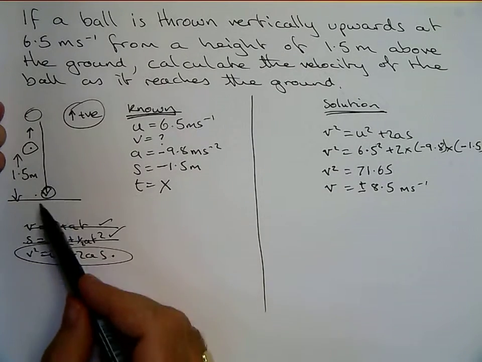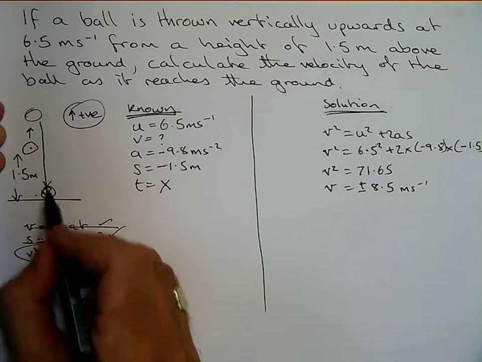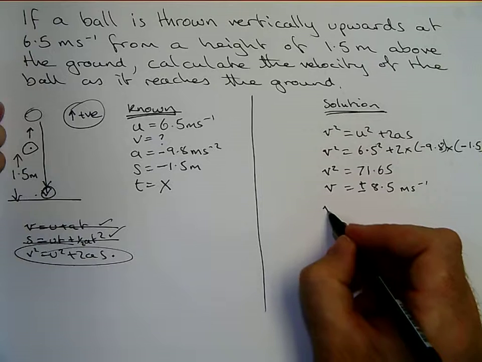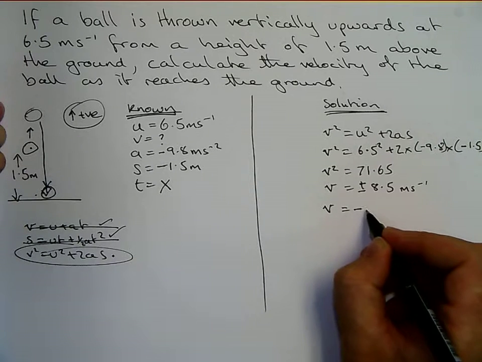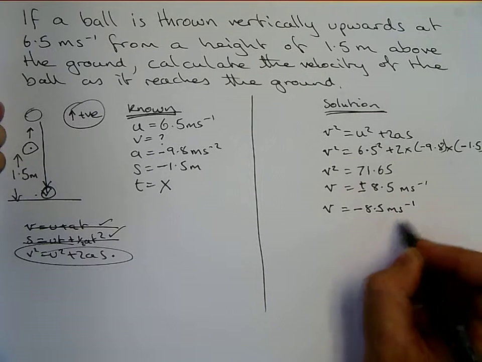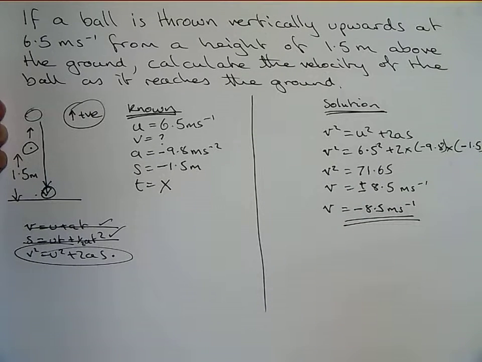It goes up and then it comes down. So at this point it's moving downwards, so it must be the negative one we want. So our velocity is negative 8.5 meters per second. In other words, it's moving downwards.